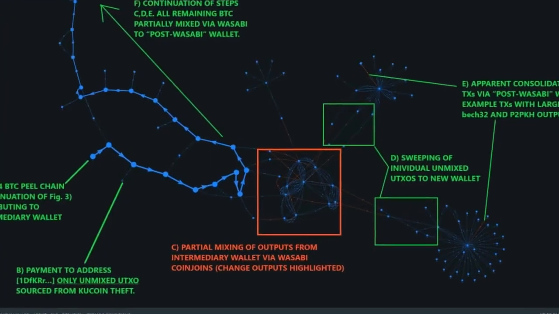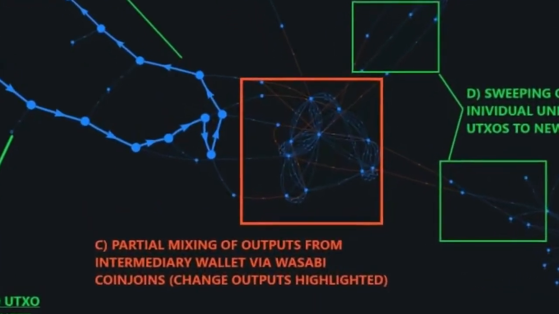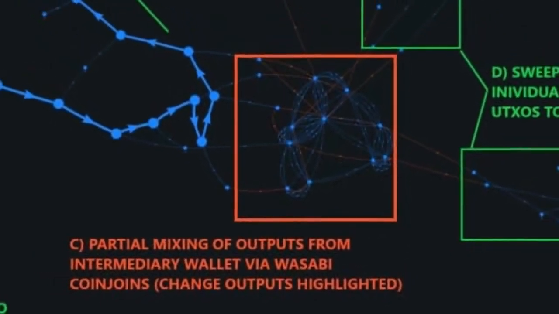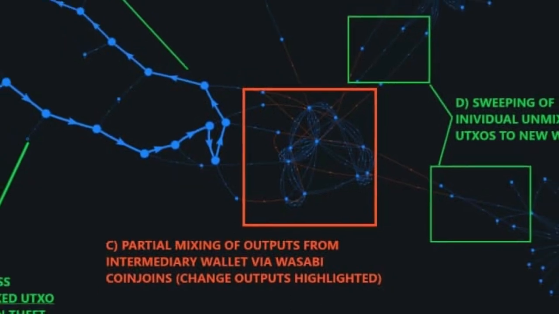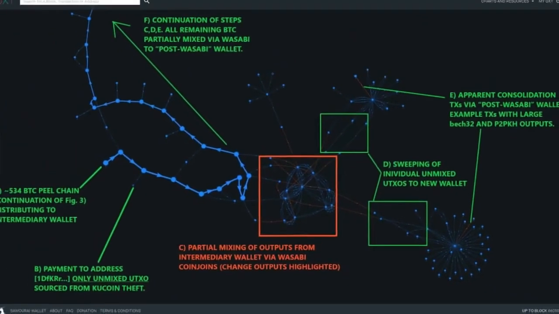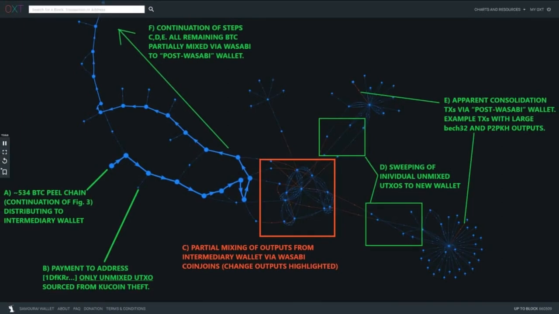So if we keep moving on, we're going to circle back to that figure 4 transaction graph, which is this one, where the coins apparently are mixed via Wasabi. I talked about how there's an intermediary wallet in between Wasabi and the Peel chain, and this other wallet that's exiting the Wasabi Peel chain.